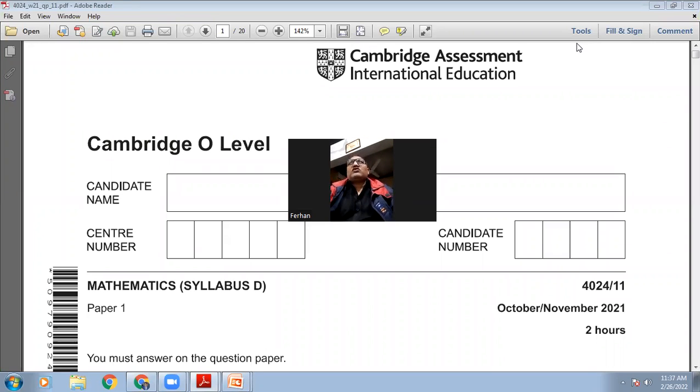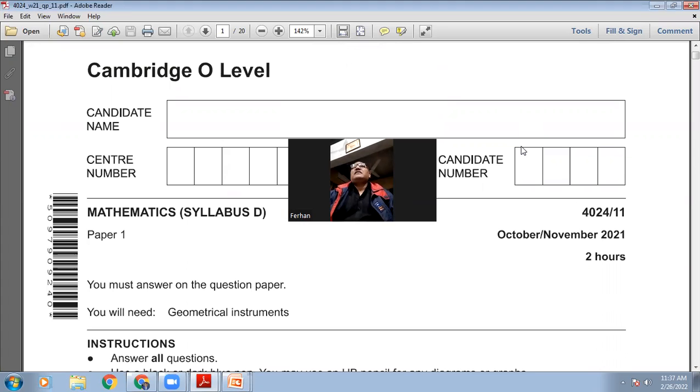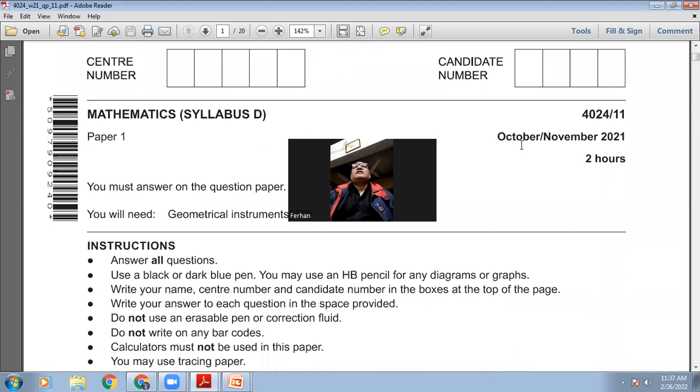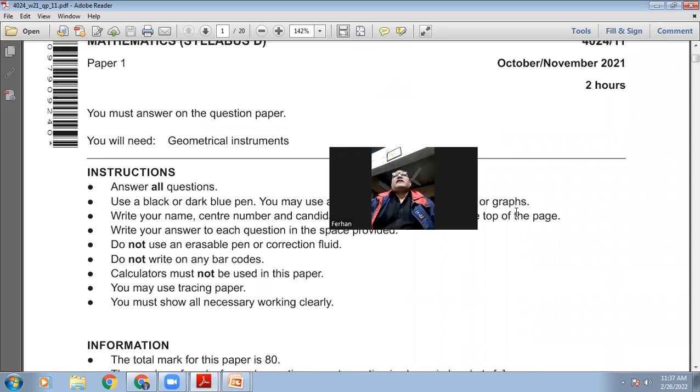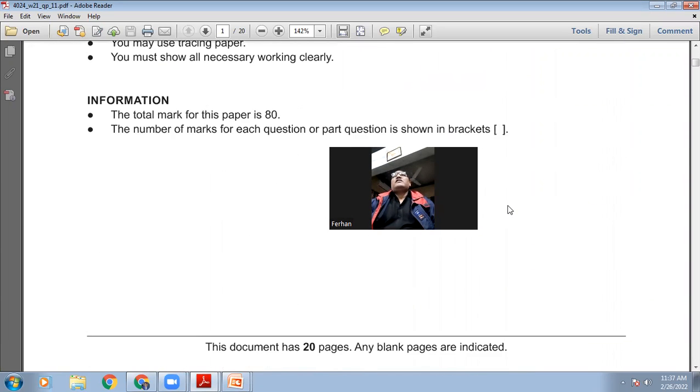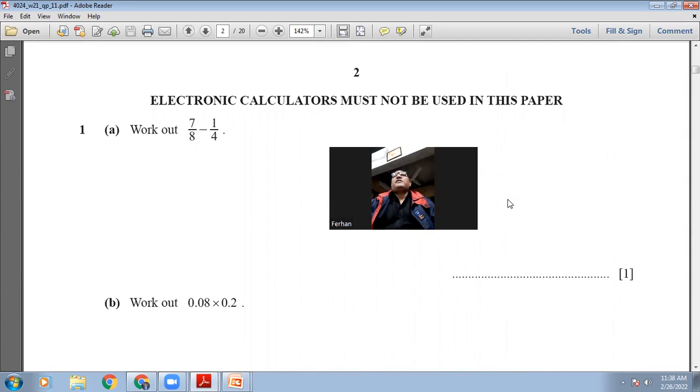October, November 2021, paper 1. This is Cambridge Assessment International Education, Cambridge O Levels, paper 1, and the time allowed is 2 hours. And the scientific calculator is not allowed in this paper. So let's start this paper.